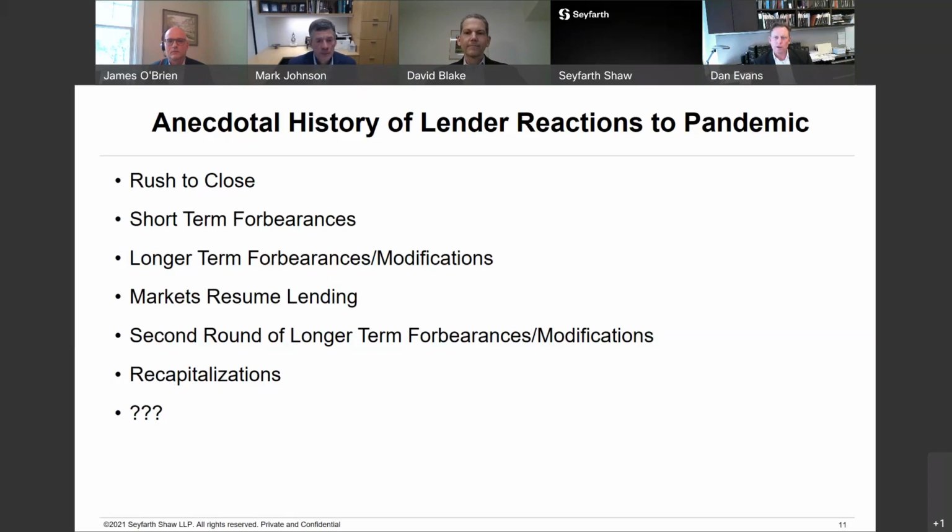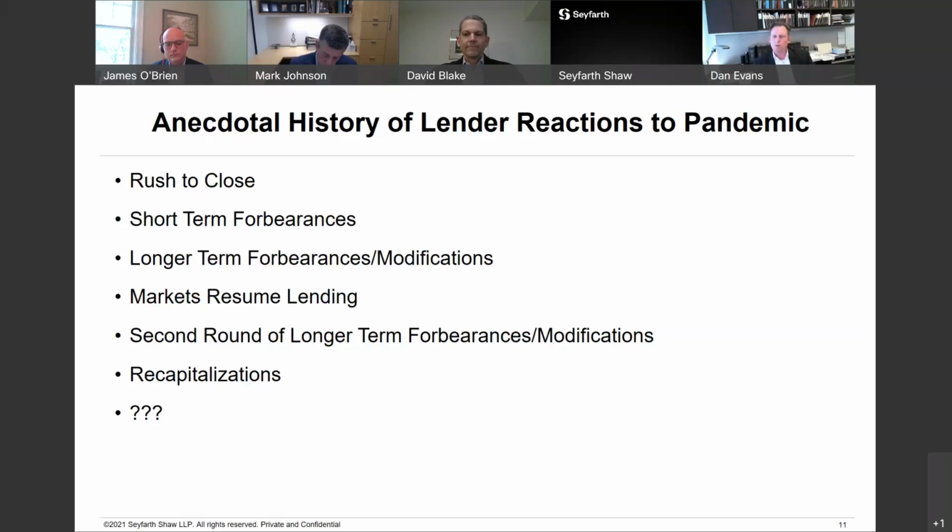Deals were closing left and right. And then all of a sudden there was silence. Folks didn't know what was going to happen. We all thought it was 2 weeks and it was over, and we were all wrong. So next, short-term forbearances. Lawyers weren't even involved in a number of these. We had lender clients sending letters to their borrowers saying, "Hey, congratulations, you get a 1-month debt service holiday. Everything's going to be fine by next month. It'll be great." That obviously didn't happen.